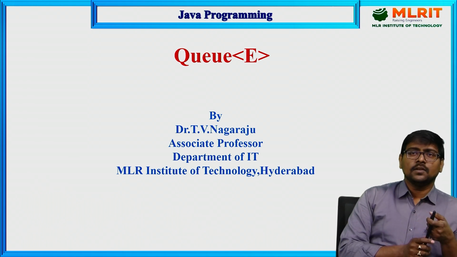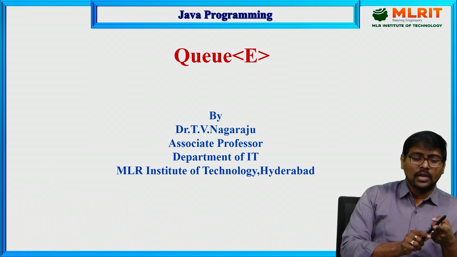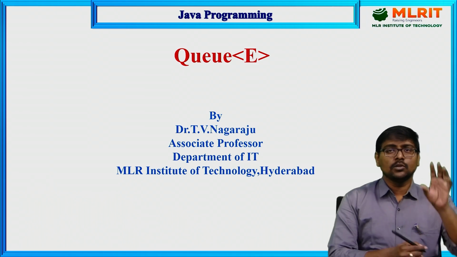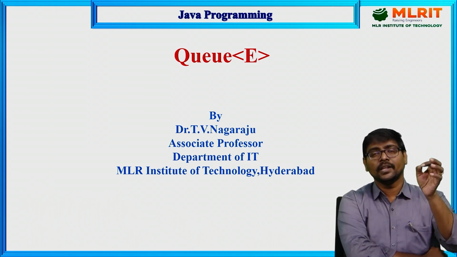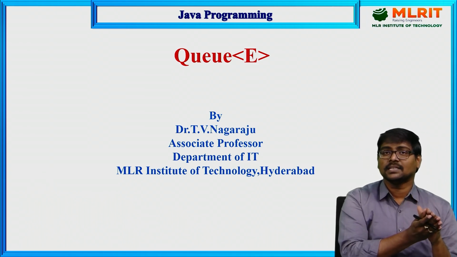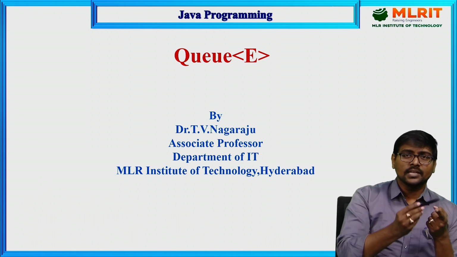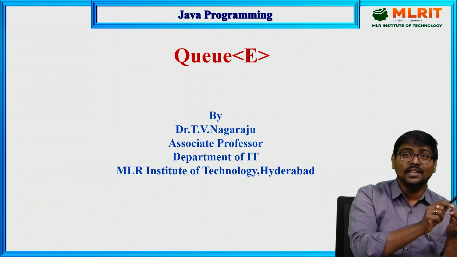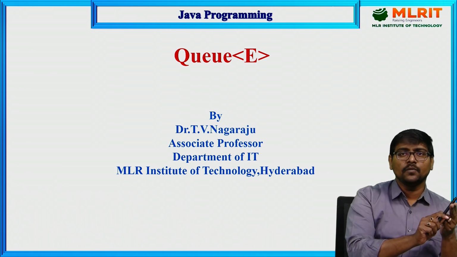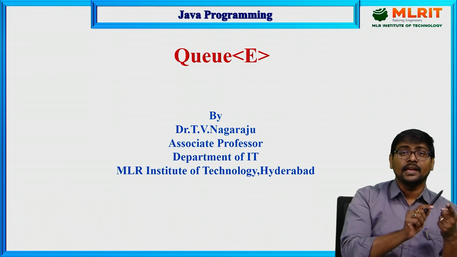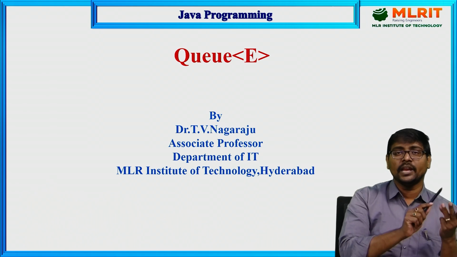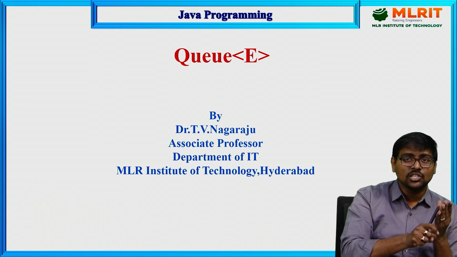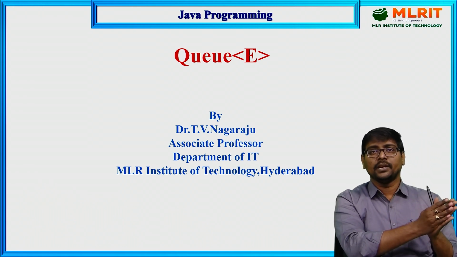In the series of collection framework, we have already covered the list interface and set interface. The set interface is implemented by three classes: HashSet, LinkedHashSet, and TreeSet. The list interface is implemented by ArrayList, LinkedList, and Vector. And one more thing, the Vector has a child class, Stack. All these things are completed up to now.